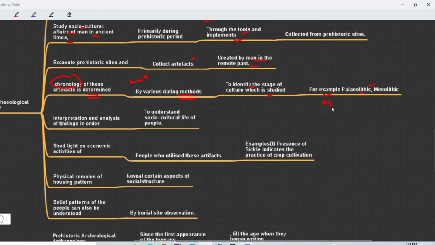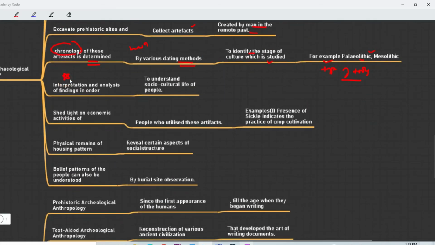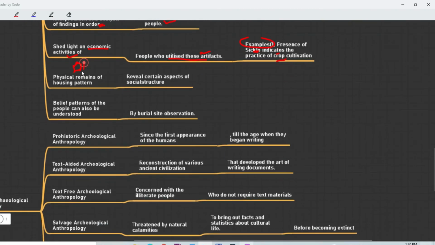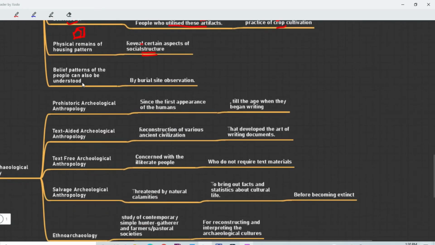It not only dates and catalogs the cultural remains, but it also interprets and analyzes the findings. Why does it need to do that? Because it is needed for understanding the socio-cultural life of the people and also to shed light on the economic activities of the people who utilized these artifacts. For example, the presence of seeds indicates that they were cultivating certain crops, and the physical remains of the housing pattern reveal the kind of social structure that existed in those times. And also through the burial systems, the kind of belief pattern the people had can be interpreted.